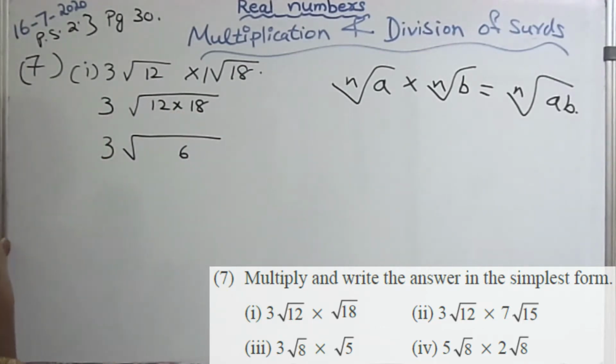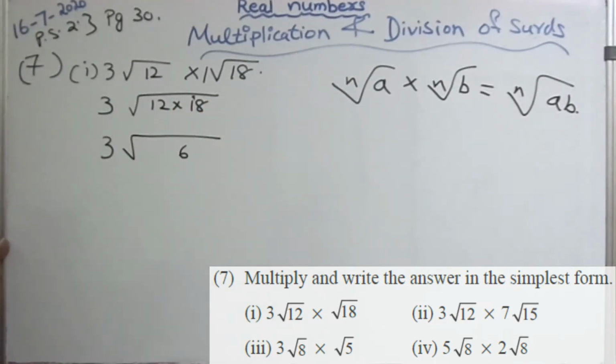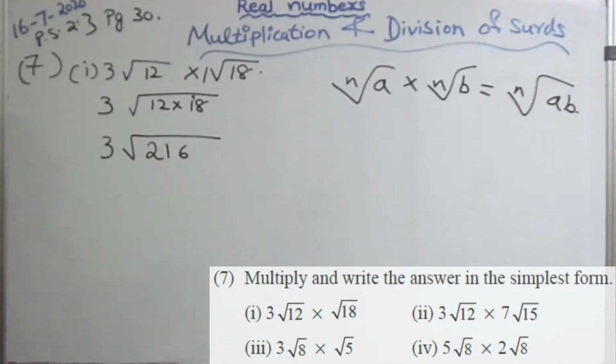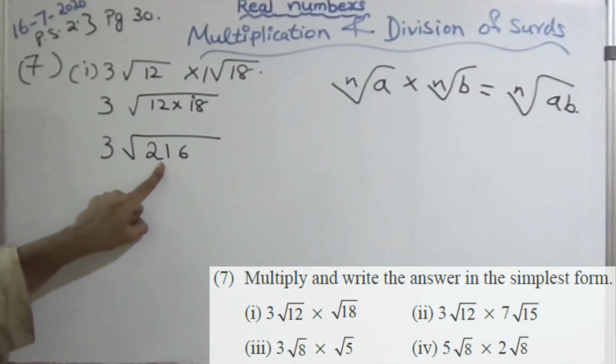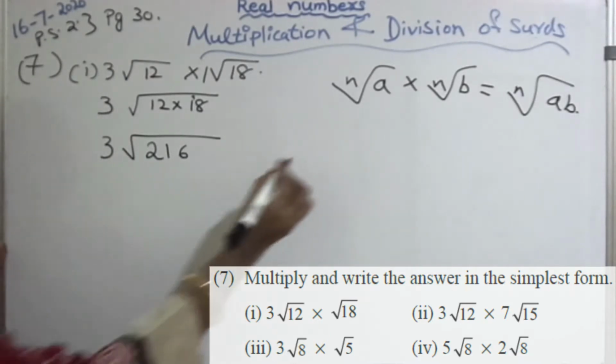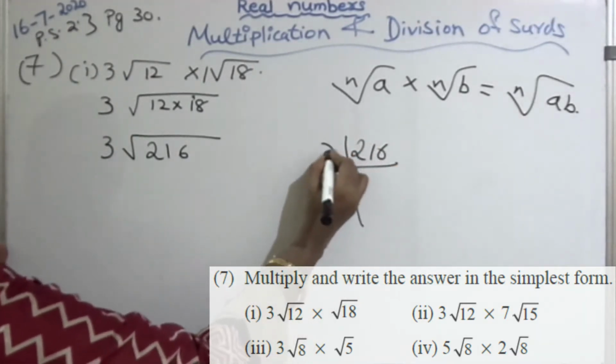12 8s are 96. Carry 9. 12 ones are 12, 21. 216. 3 root 216. But now they have told us you have to put it in the simplest form. This is not the simplest form. So find the factors of 216. What are the factors of 216?